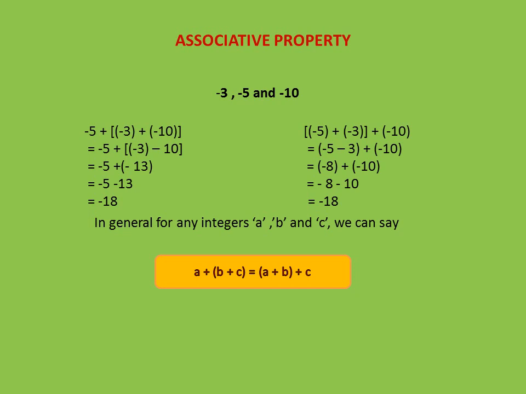So whenever three integers a, b and c are added in such a way that when a is added to the sum of b and c, or the sum of a and b is added to c, the sum remains the same, then it is called the associative property of integers.